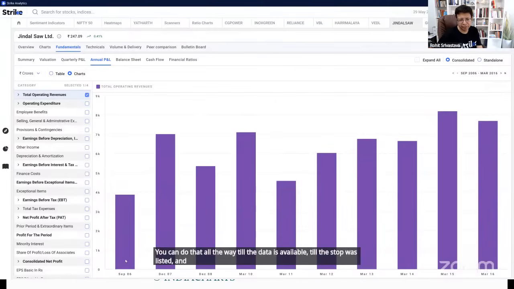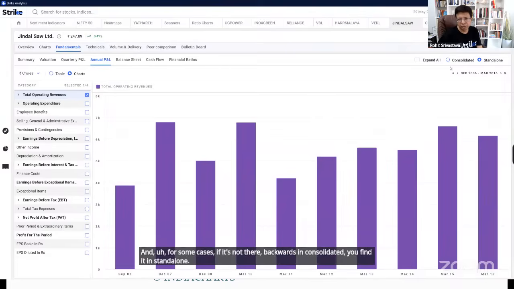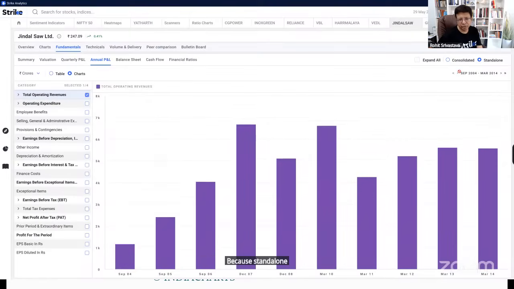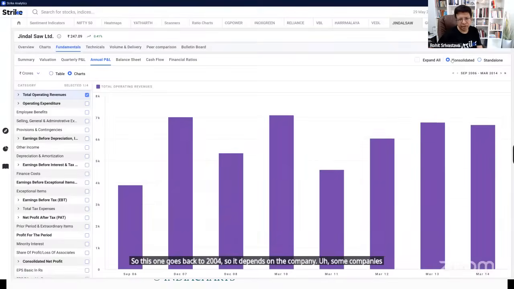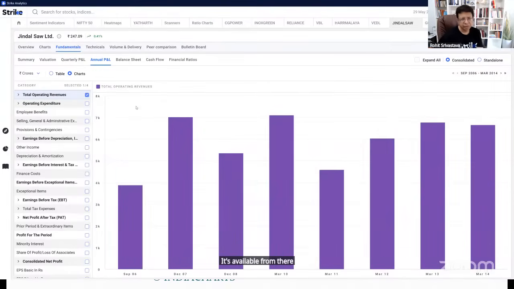And since the data became available, and for some cases, if it's not there backwards in consolidated, you find it in standalone, because standalone results sometimes go even further back. So this one goes back to 2004. So it depends on the company. Some companies have given consolidated only after 2012, 13, and so it's available from there.